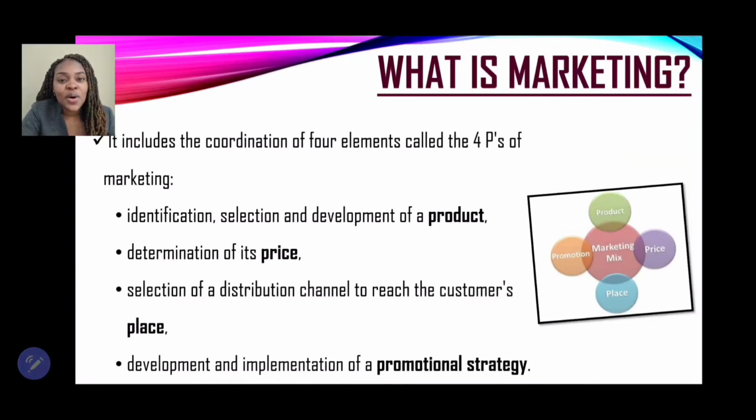Good? Now, it includes the coordination of the 4 P's, which are the identification, selection, and development of a product, the determination of its price, selection of a distribution channel to reach the customer's place, and also development and implementation of promotional strategy. Right? Now, the 4 P's are important elements when we speak of marketing, and they are product, price, place, and also promotional strategy.